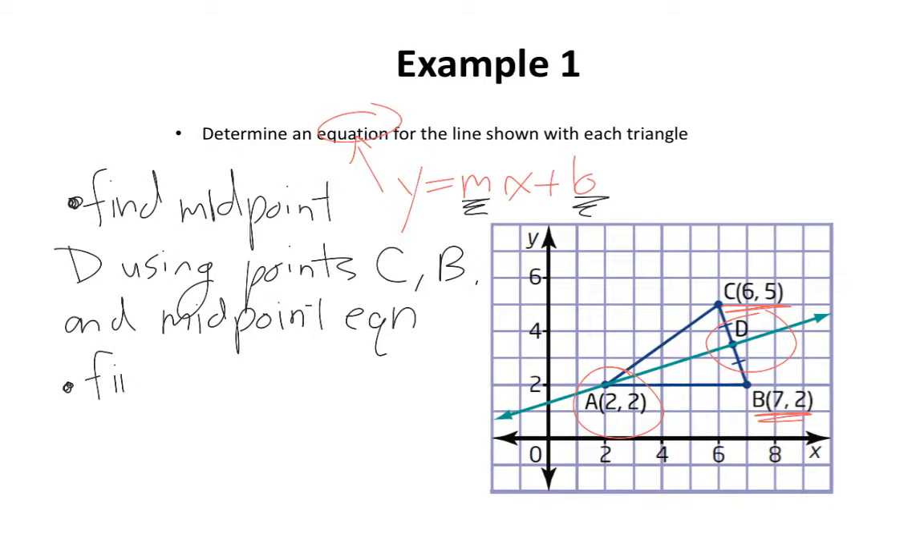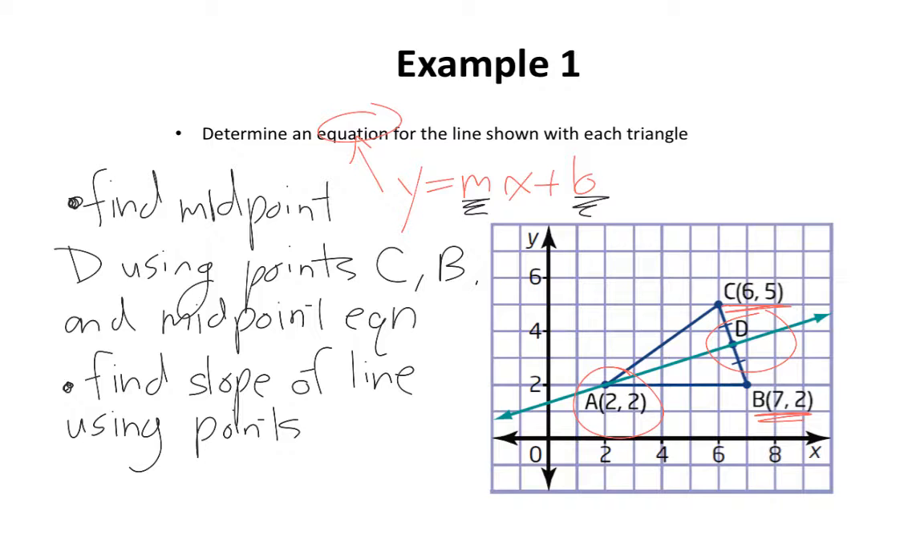So I'm going to write find slope of line using points A, D, and slope equation, which is rise over run, or y2 minus y1 over x2 minus x1.